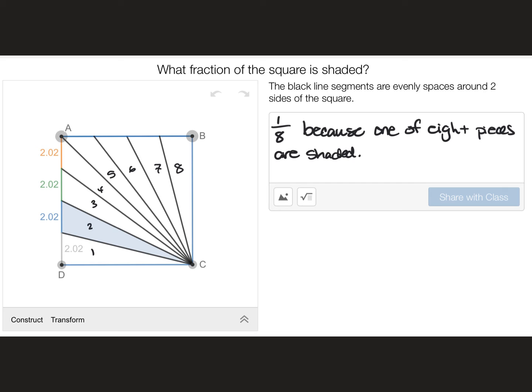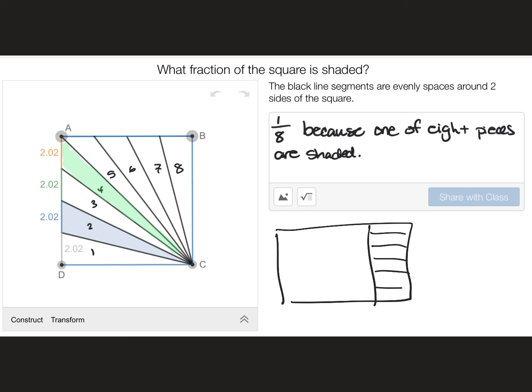But I think that what's useful to practice here is also noticing like the blue triangle that's already shaded and this green one that I'm shading in right now, are those the same size? Because you really have to argue, it doesn't matter if just 1 out of 8 pieces were shaded, right? If I had a square over here and I had like 1, 2, 3, 4, 5, 6, 7, 8. Yep, there's 8 pieces there. If I shaded in this piece, you wouldn't say 1/8 of this rectangle was shaded because they're not equal sized pieces.